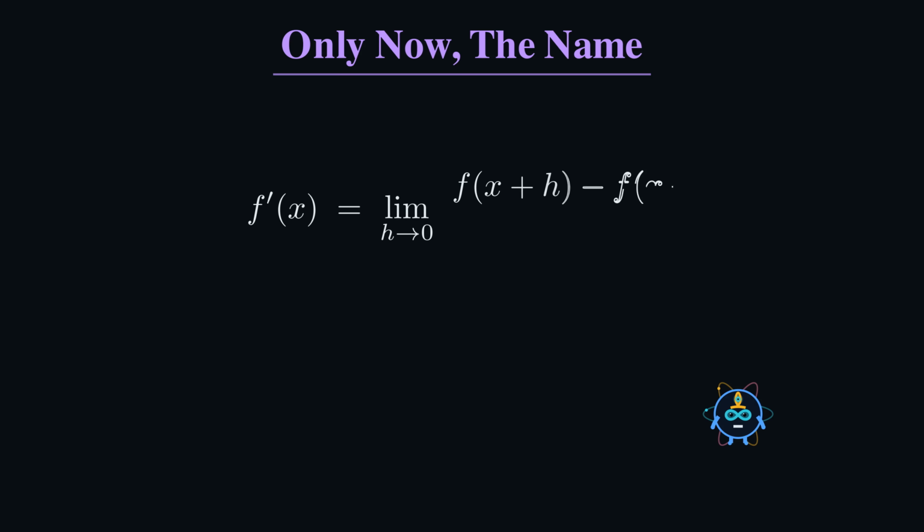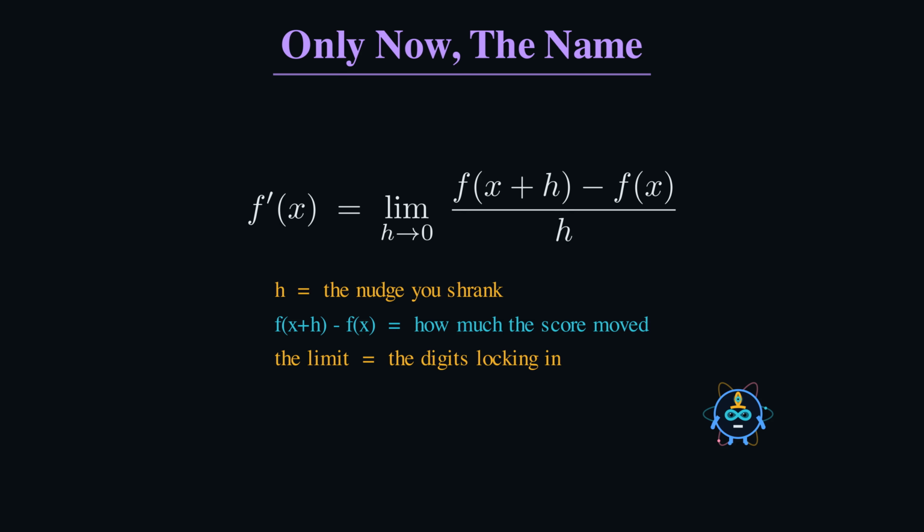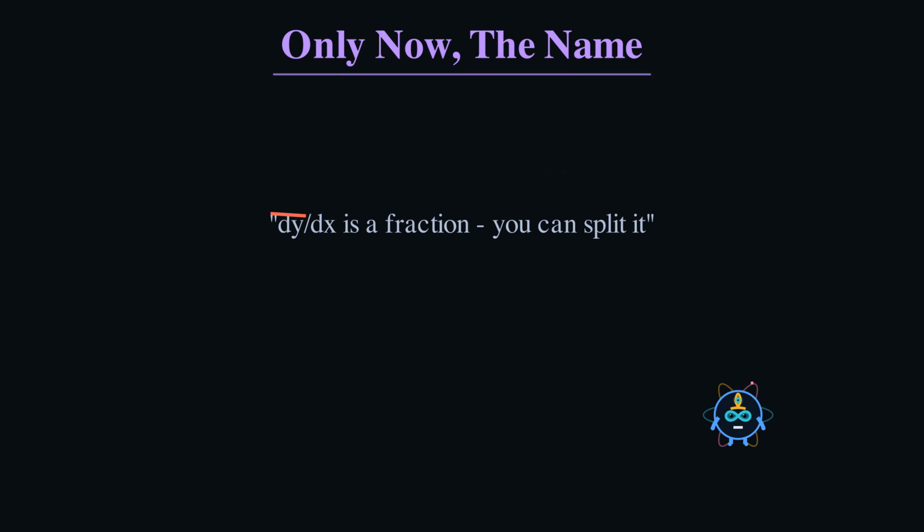It has a name. This is the derivative. And every piece of it is something you already watched. H is the nudge. The top is how far the score moved. And the limit is the digits locking in. If the notation means nothing to you, ignore it. It is only a name for what you just saw. One warning. You will see it written dy by dx and it looks like a fraction you could split in half. It is not. It is a single number, the rate you measured.